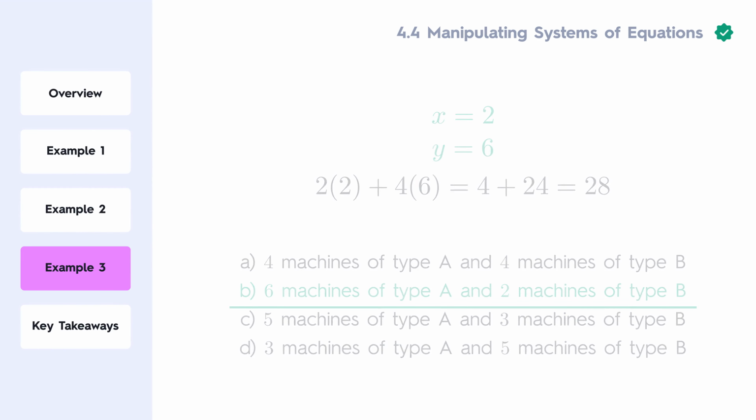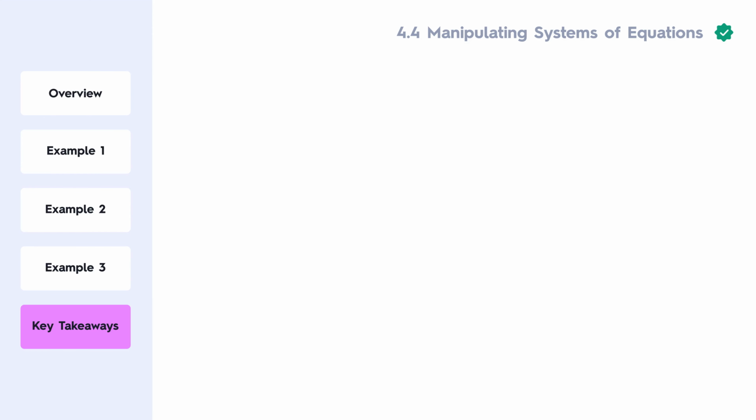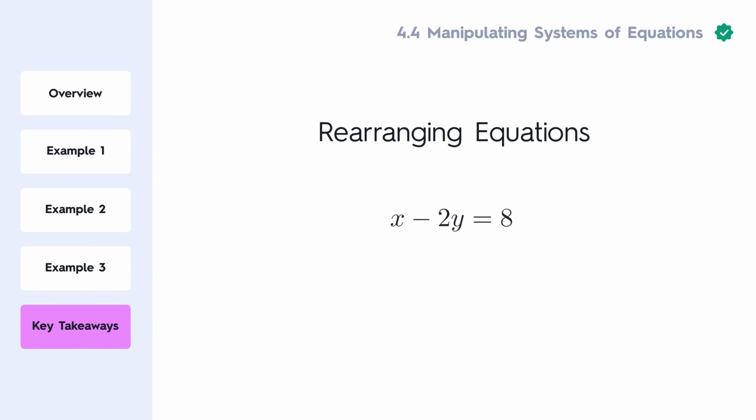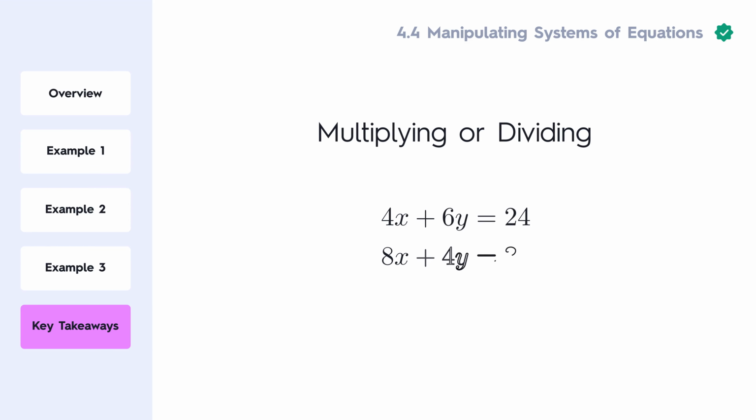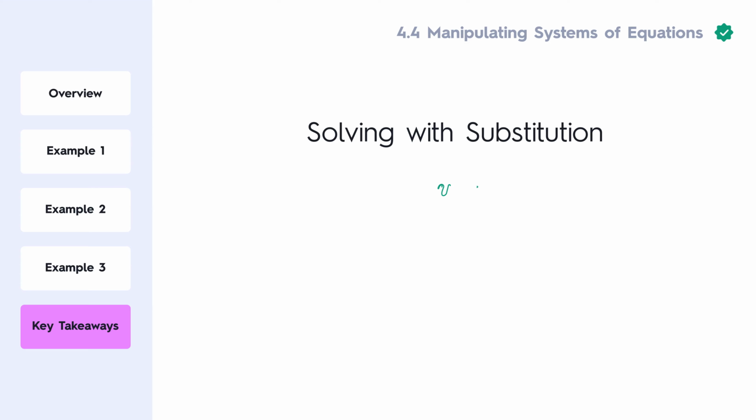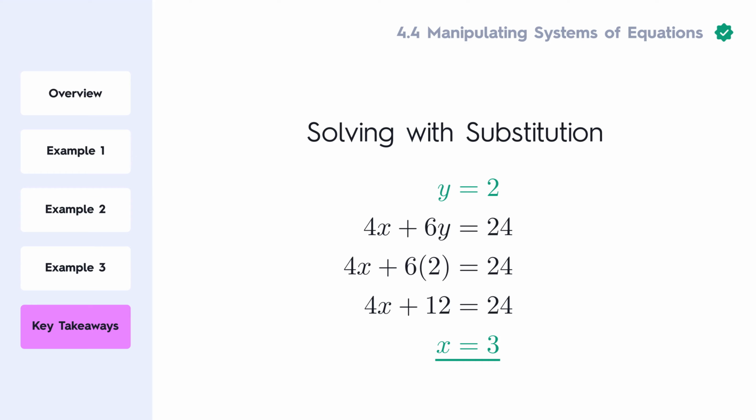Great job today! Let's quickly recap the key strategies we learned for manipulating and solving systems of equations. Sometimes, it's necessary to rearrange an equation to isolate a variable. This helps set up for substitution or makes elimination easier. We saw how multiplying or dividing both sides of an equation can help align coefficients, making it easier to eliminate one variable. By solving one equation for one variable and substituting it into the other equation, we can reduce the system to a single variable equation and solve step by step.